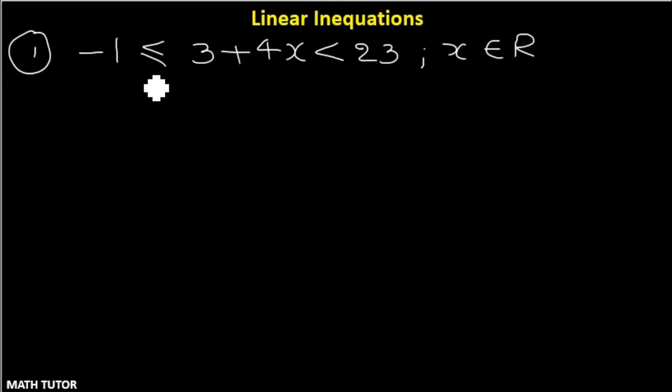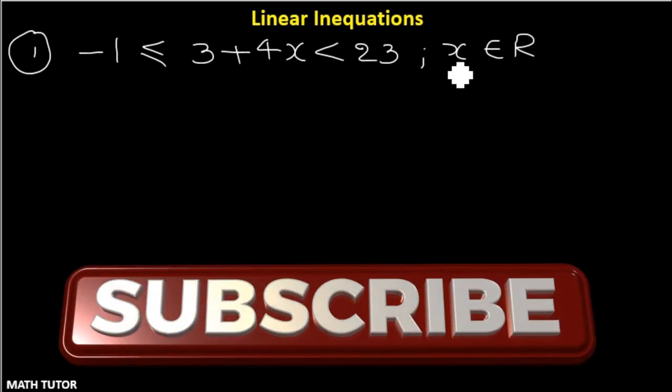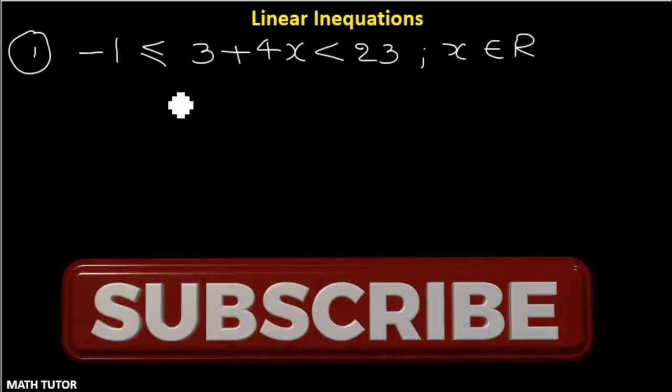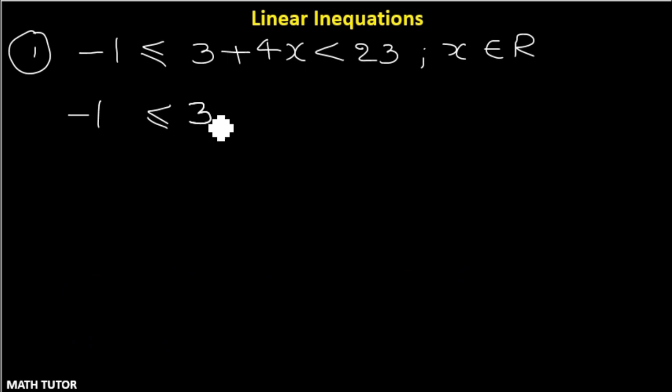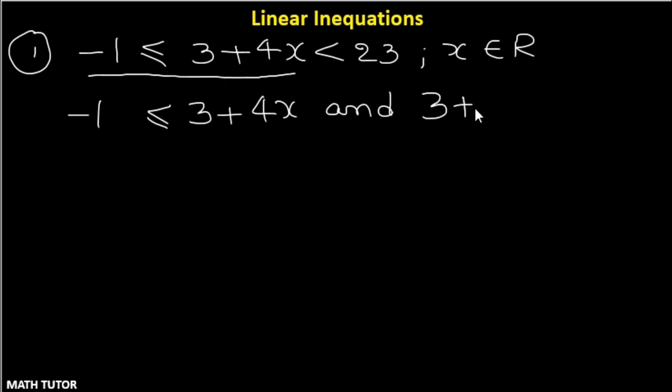Here we have an equation: minus 1 less than or equal to 3 plus 4x less than 23, x belongs to R. So how are we going to solve this? I am breaking this into two parts. First, minus 1 less than or equal to 3 plus 4x, and now I am going to take 3 plus 4x less than 23.